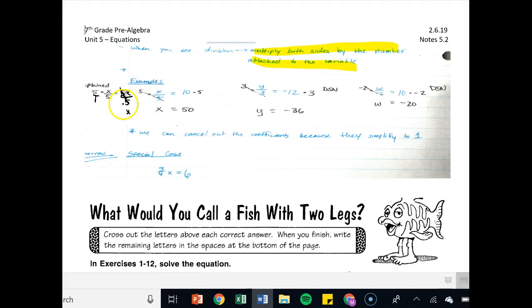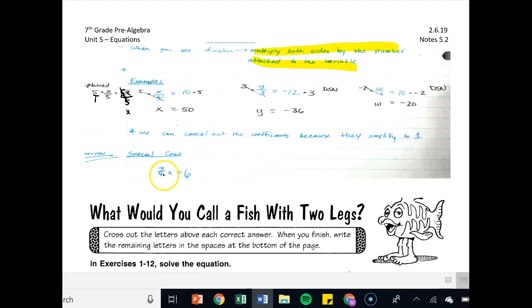Now, that's a very long way of explaining. I could just say times 5, and I like to put it up top. So I can do that diagonal cross off, and those basically equal 1. Even though 5 times 5 is not 1, it's 5 times x divided by 5 that equals 1. And that's why we just have x left over. So I've done that a couple times. Notice here, y over 3, I'm multiplying both sides by 3. W over negative 2, I'm multiplying not by 2, but by negative 2. Remember, the signs matter, okay? So we can cancel out the coefficients because they simplify to 1.